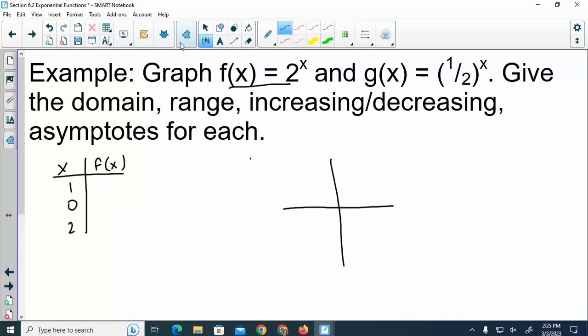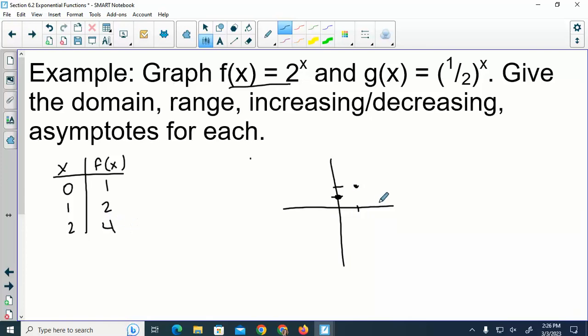So if we put in the 0, I'll flip them. You said 0 first. It doesn't really matter. If I put in 0, what's 2 to the 0 power? It'd be 1. Yeah, anything to the 0 power becomes a 1. If you put in a 1, what's 2 to the first? 2. Okay, so 1, 2 is a point. If you put in a 2, 4.